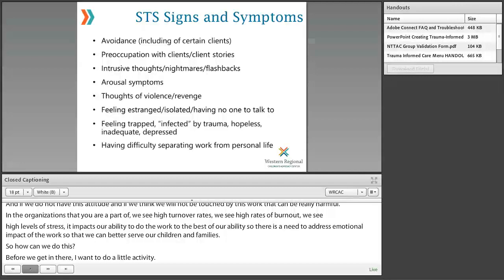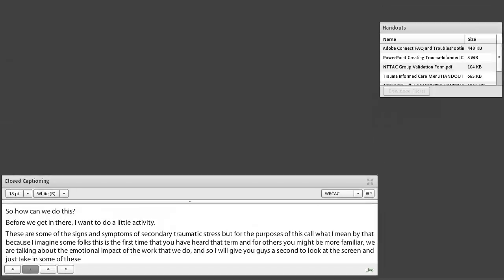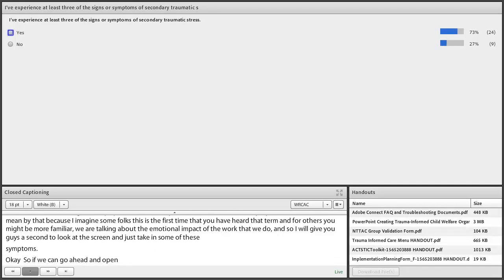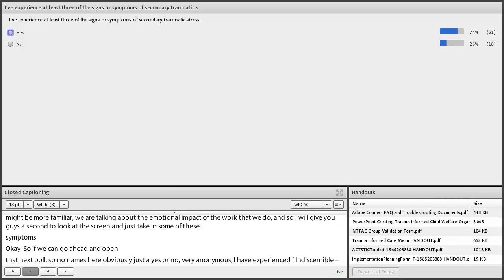Okay. So if we can go ahead and open that next poll. No names here, obviously just a yes or no, very anonymous. I've experienced at least 3 of the signs or symptoms of secondary trauma that were just posted before. Those are things like avoidance, feeling preoccupied, having intrusive thoughts, feeling kind of strange or isolated. Maybe sometimes we don't really want to talk to anyone else, difficulty separating work from our personal lives. I'll let you guys take a minute to answer this question.